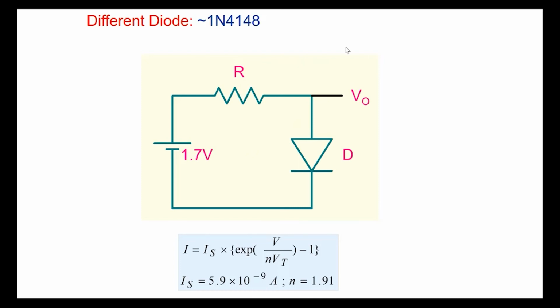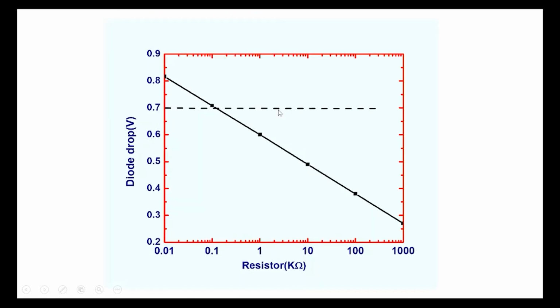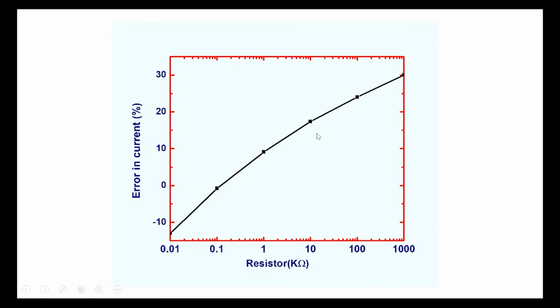Okay, so let's take a different diode. The previous one was 1N4007, so this one is 1N4148. Let's look at the same thing for the same different values of resistor here. Note that for a different diode, the error becomes as large as 30% at 1 mega ohm. So whether my 0.7 volt model is accurate or not depends on the nature of the diode and the kind of currents that we have in the circuit.